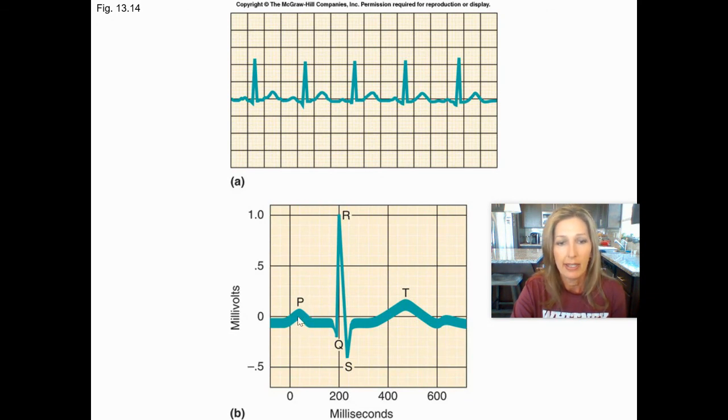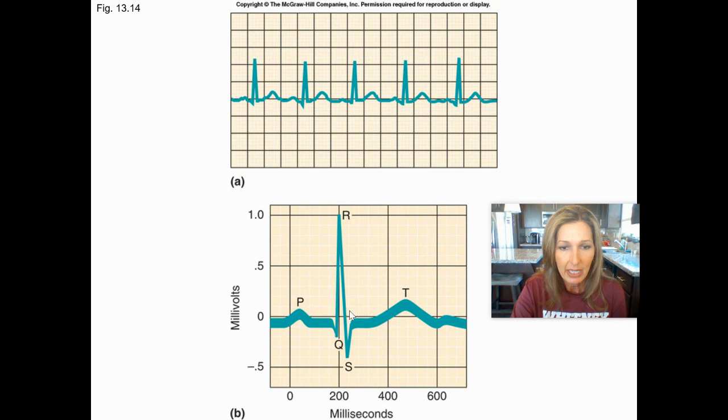So if this is the atria contracting, remember atria are smaller, they have thinner walls, there's not as much cardiac muscle here. So this is the depolarization that's happening. And then what you're seeing in this big wave, this big peak, is actually the ventricles contracting. Ventricles have tons of cardiac muscle tissue. There's lots and lots of tissue that's going to be depolarizing. So the ECG picks up that event in this really strong peak.